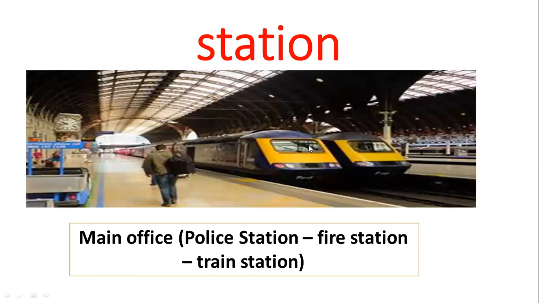What do you see here? I see a train. Okay, so what about the train? This is a train station. The main office, like the police station, fire station, and the train station.